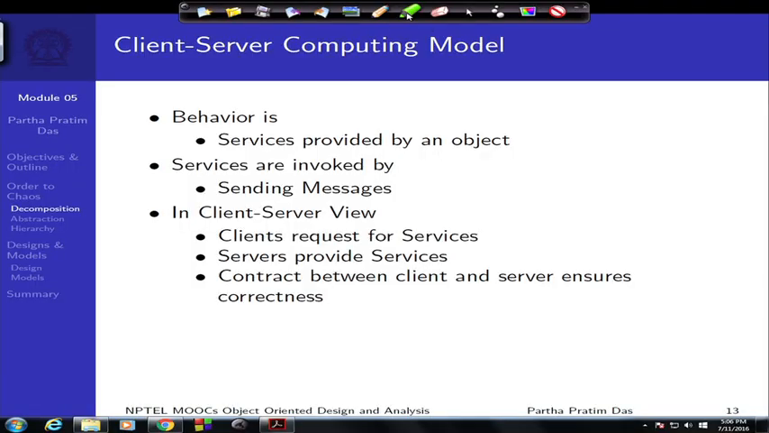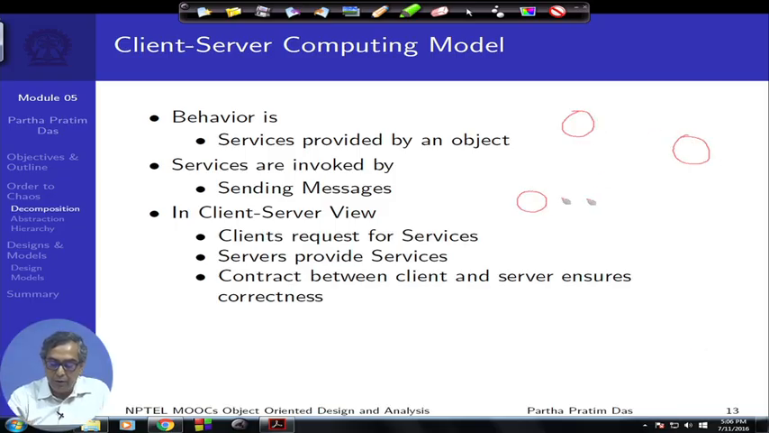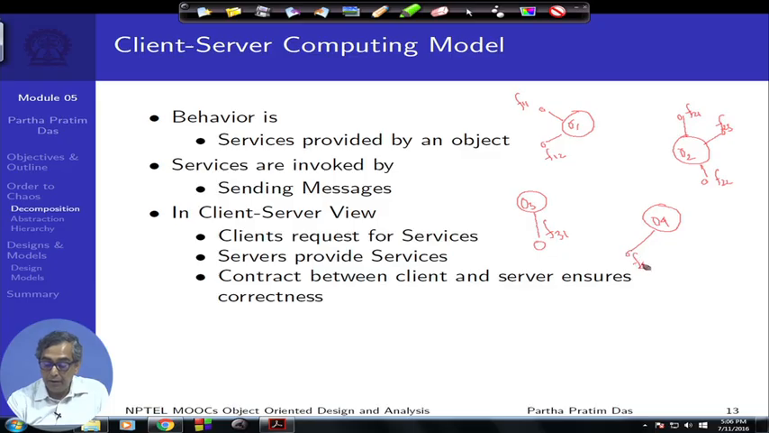So, I make a simple assumption that it is a client server computing model, which says that I have a collection of autonomous agents, the objects. So, object 1, object 2, object 3, object 4 and so on. And on every object I have some possible operations that I can do. These operations are known as the services offered by the respective objects. So, these are the different services that the objects offer.